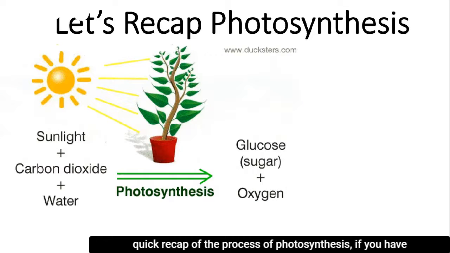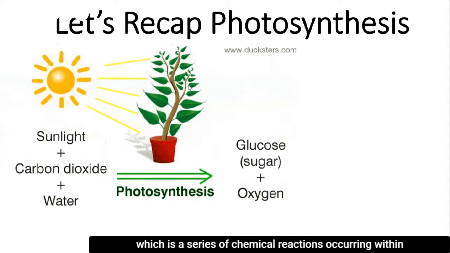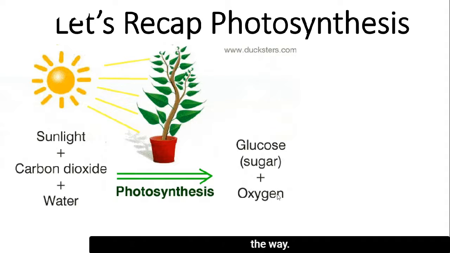But first, a quick recap of the process of photosynthesis if we have not done tutorial 1 yet. Primary producers, such as this plant here, perform photosynthesis, which is a series of chemical reactions occurring within their plant cells where they capture solar energy, or energy from the sun. They use carbon dioxide from the atmosphere and also water they get from their environment. And then they use all of that to essentially produce their food source, which is glucose, a sugar, which they're going to be storing. And then they're also going to be releasing oxygen along the way.